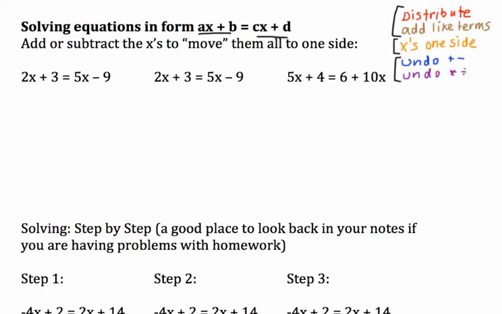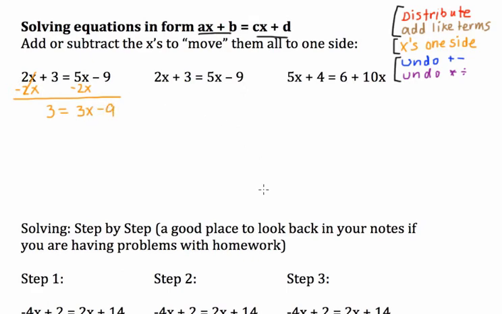I'll show you how to get the x's on one side. I have a 2x here and a 5x here. I can't just add them together because they're separated by that equal sign. Instead, what I'll do is use an algebra trick to move them to one side or the other. 2x minus 2x is 0, gone. So I have 3 equals 3x minus 9.